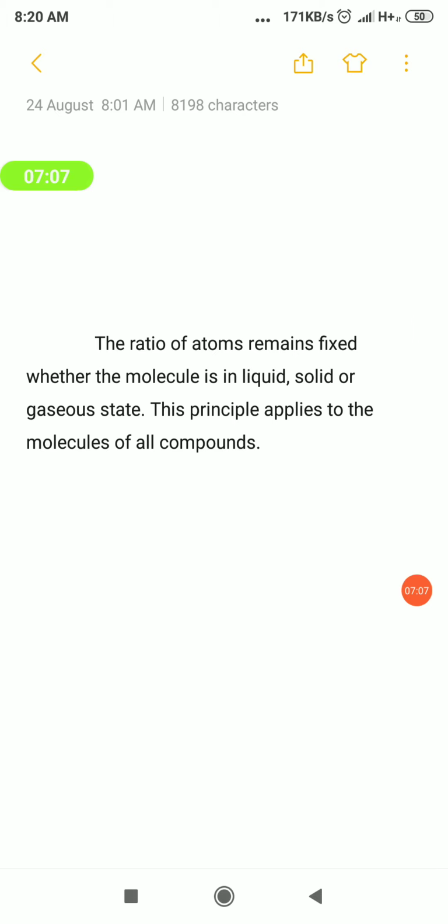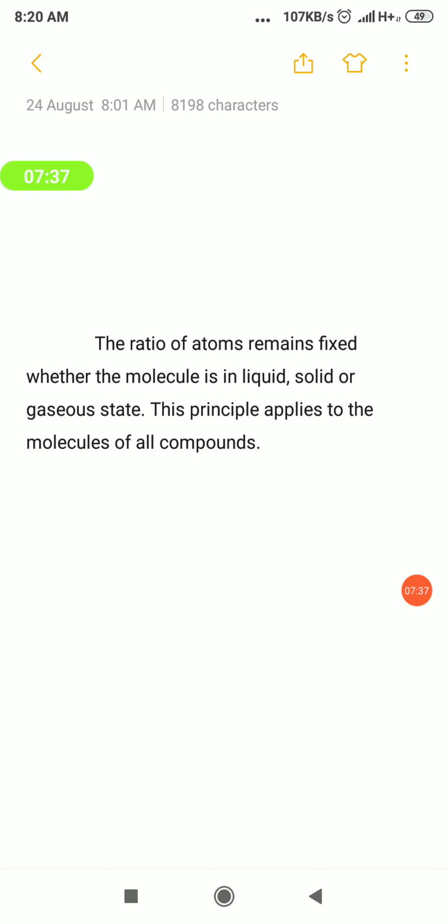Then the ratio of atoms remains fixed whether the molecule is in solid, liquid or gaseous state. Students, we know that water molecule can exist in three different physical states. It can be in solid state, ice. It can be in liquid state, liquid water. It can be in gaseous state, water vapor. So whatever the physical state may be, the chemical composition should be the same. There should be no change in the number of hydrogen atoms and number of oxygen atoms when there is a change in the physical states.